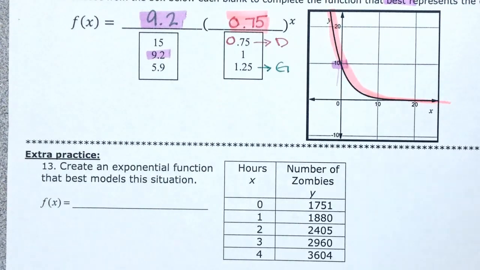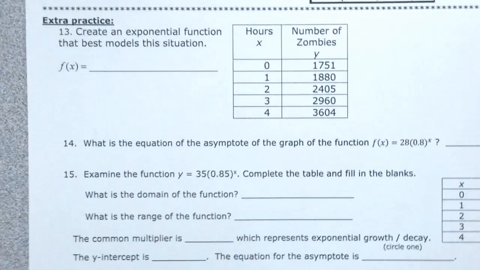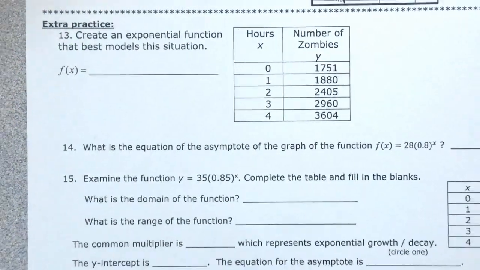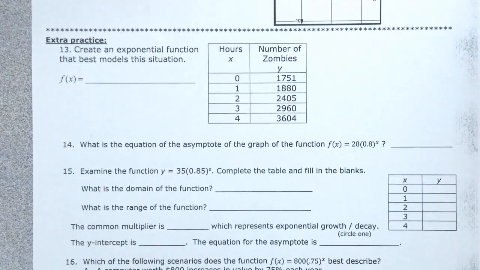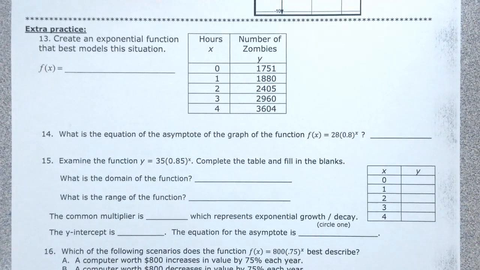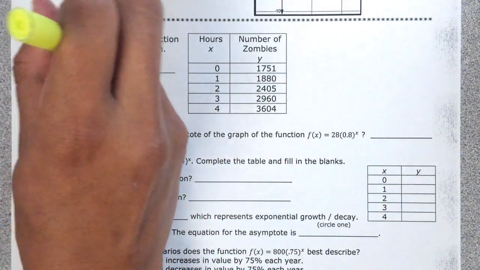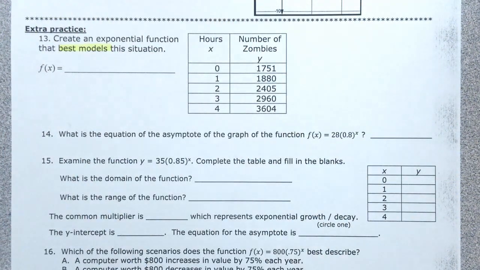This next part is extra practice, so I'm just going to quickly go through giving y'all helpful tips, but I'm not going to solve these because I want y'all to get the extra practice in. So, number 13 says create an exponential function that best models the situation.